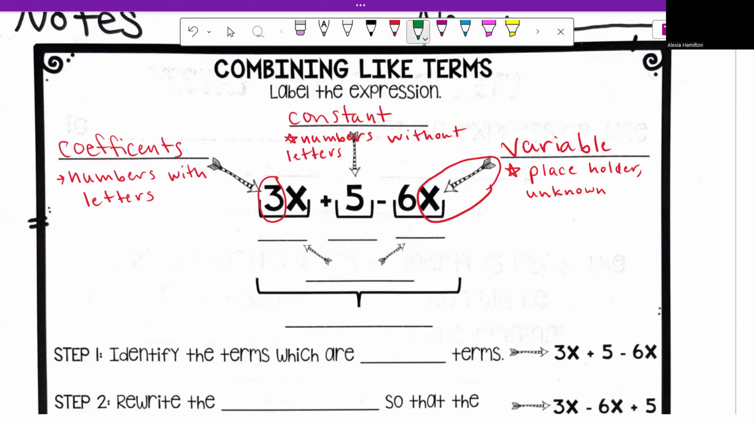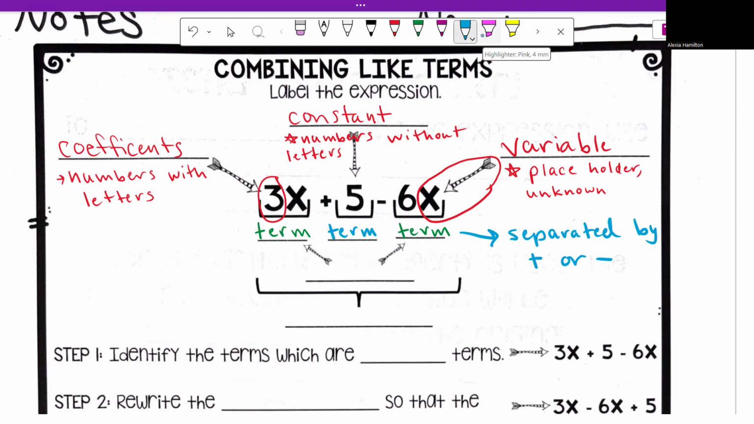Okay. Underneath the 3x, the 5, and the 6x, we have a blank for each of those, and that is because they are called terms. 3x is a term, 6x is a term. 5 is also a term. Terms are separated by addition signs or subtraction signs. That's how you know where one term starts and the other term ends.